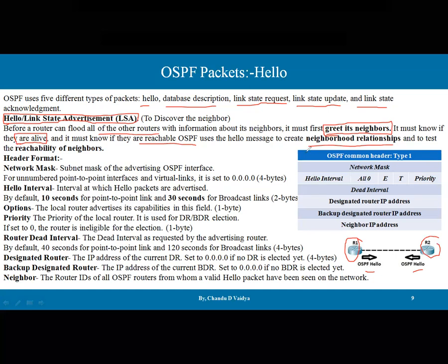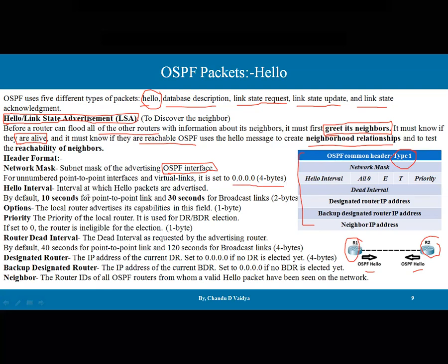There is one format, guys, the format of the hello packet: what kind of information is going to be sent. The header format here is type 1, because we are talking about the type 1 packet. Then it comprises the network mask of the advertising OSPF interface. Whichever interface is advertising, that network mask has to be given. For an unnumbered point-to-point interface and virtual link, it is set to 0.0.0.0 by default, which is 4 bytes.